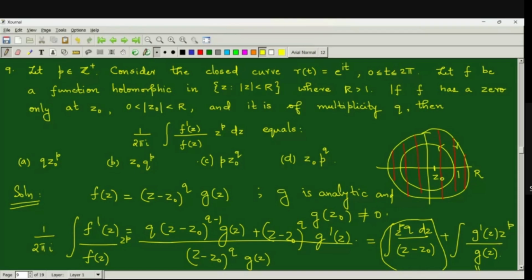If we are looking at this question, we will be stuck on how to start with this f dash by f. We don't know anything about f. But remember, there will be some condition to start with, and you have to identify it.